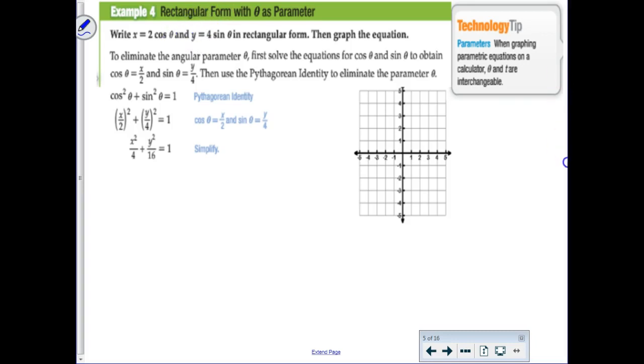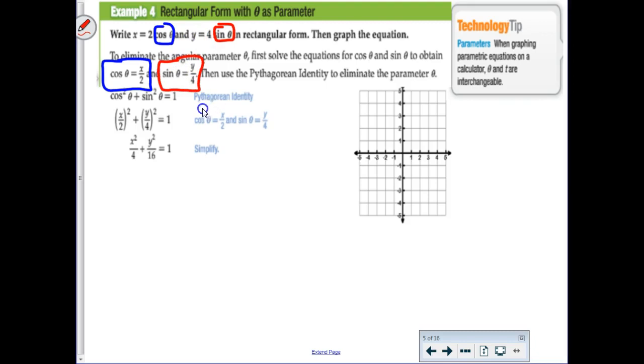So what they've done is they solved for the cosine function, and then they solved for the sine function. Like here, they divided both sides by 2, and they wrote it as x over 2 equals cosine. That's what you see right here. And then same thing here, they divided by 4, and they said sine of theta equals y over 4.